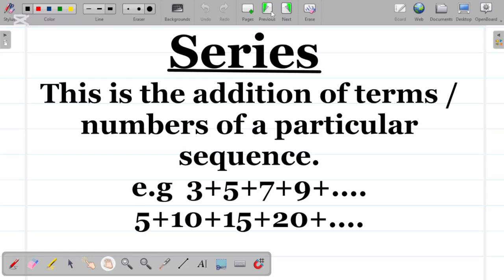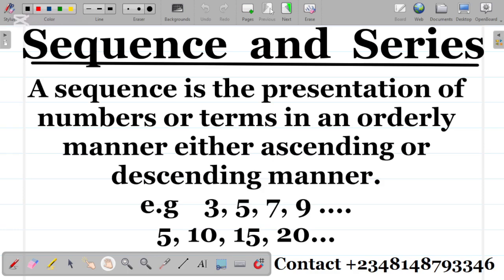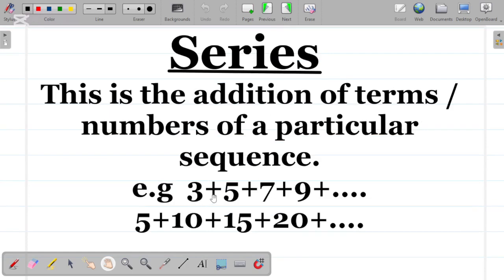sequences are separated by commas. Let's look at it again. This is a sequence. Sequences are separated by commas. So when you eliminate these commas and put addition signs in between, it becomes a series. So a series is the addition of terms of a particular sequence.